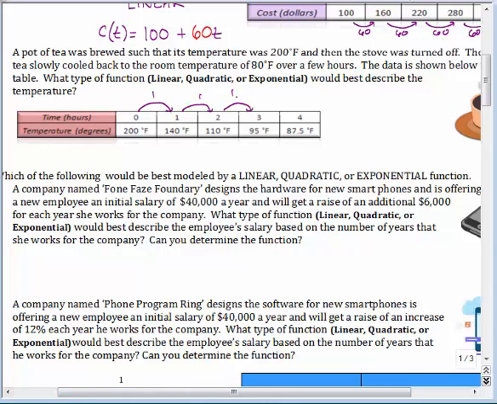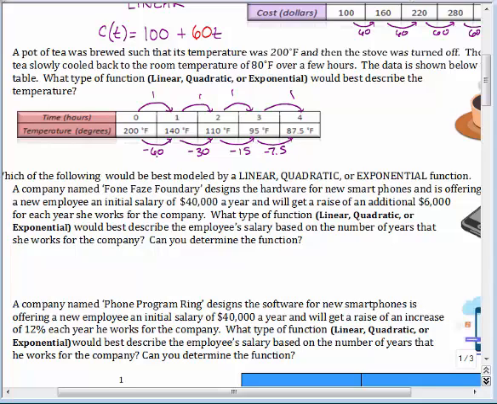So the x's are nice. They're going up by 1. From 200 to 140, you could use a calculator if you need to, but that's down by 60, so that'd be negative 60. From 140 to 110, that's down by 30. From 110 to 95, that's down by 15. And from 95 to 87.5, that's down by 7.5.